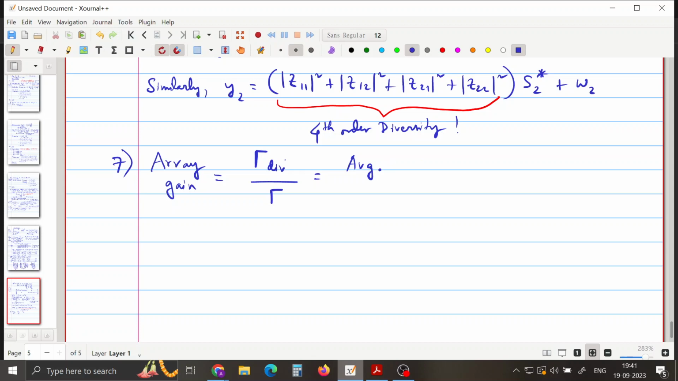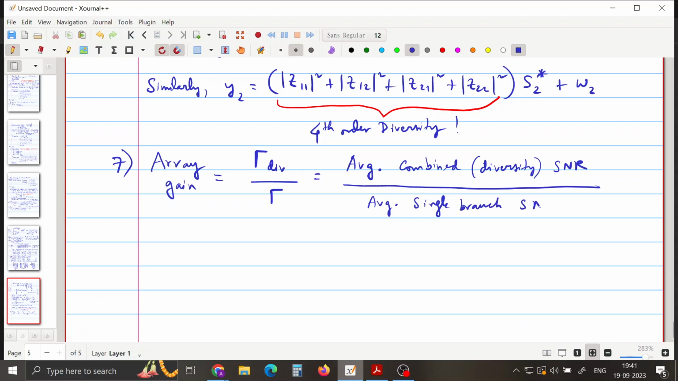Okay, so gamma diversity means the average combined diversity SNR basically, of the combination, divided by the average single branch SNR, only a single branch is there, that's only gamma. Okay, and remember again, we had actually discussed all these things.